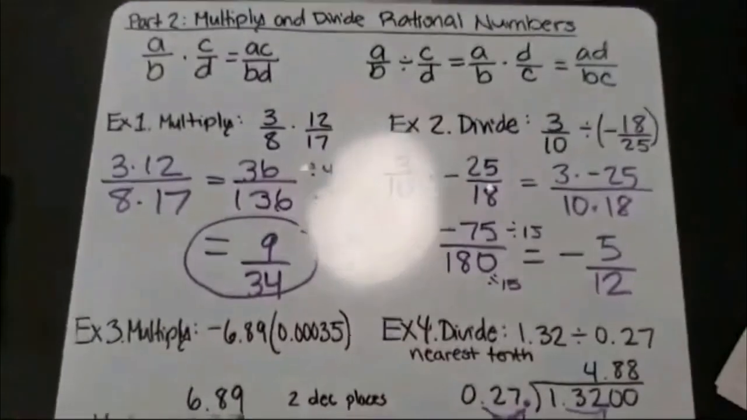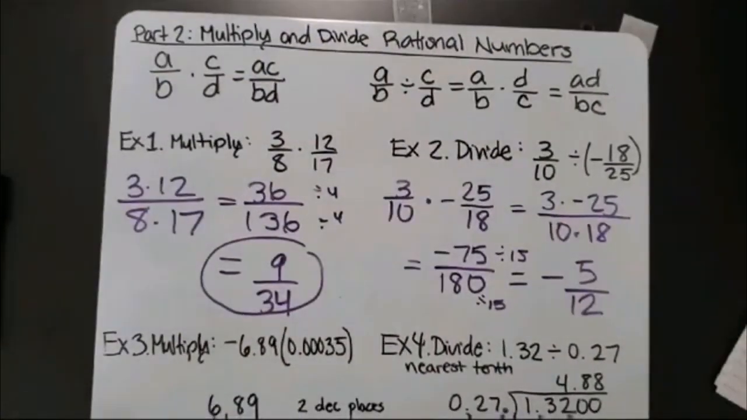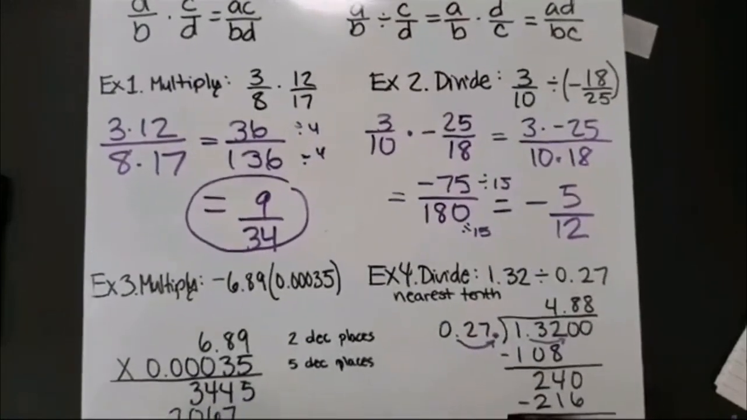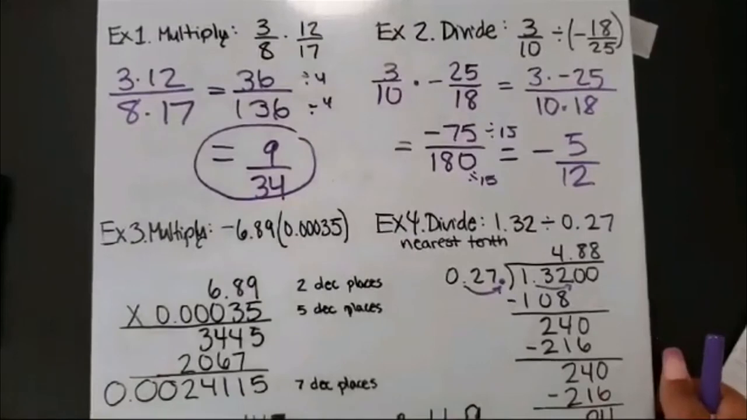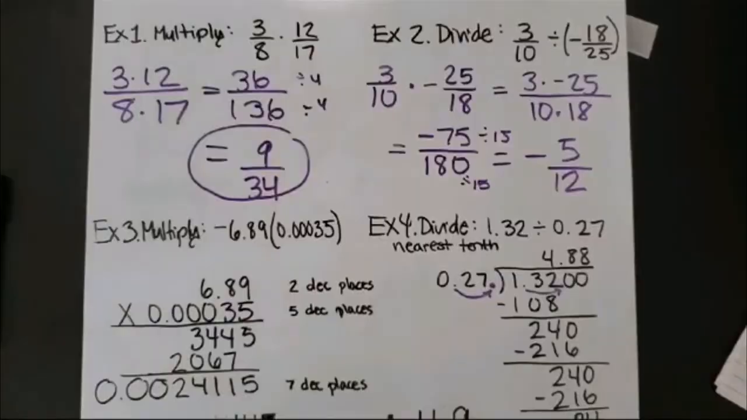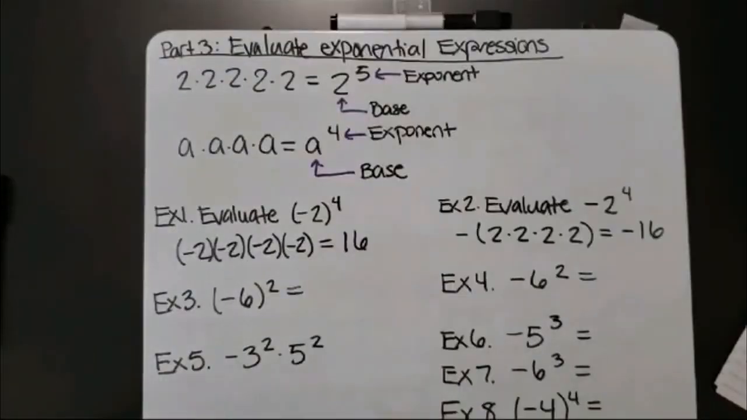So this is part 2, multiplying and dividing rational numbers. So how to multiply and divide fractions and decimals, which fractions are basically decimals. All right. So part 3, we are evaluating exponential expressions. All right. So when you hear the word exponential, you should think about exponents. So let's do kind of like a brief recap of exponents.